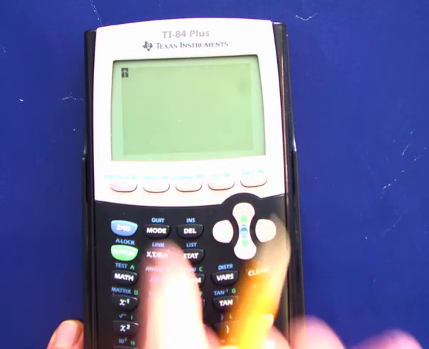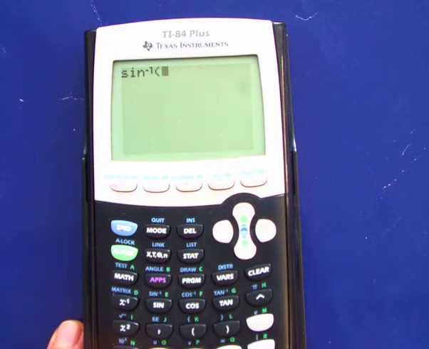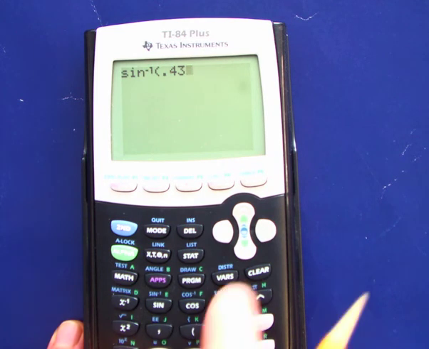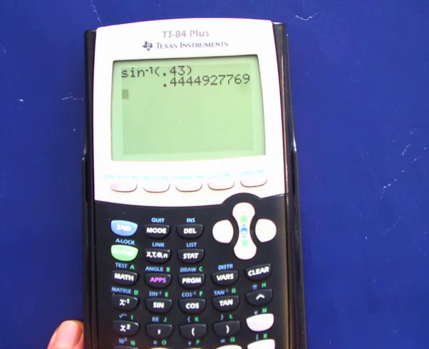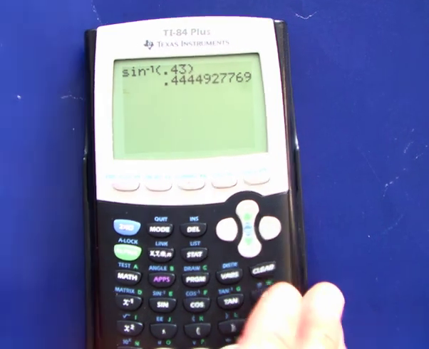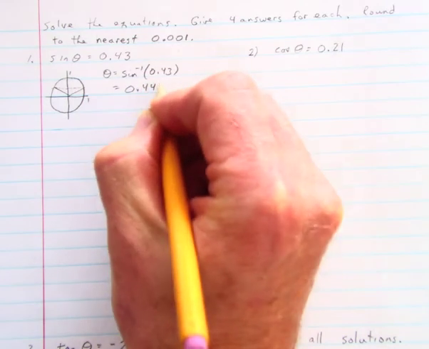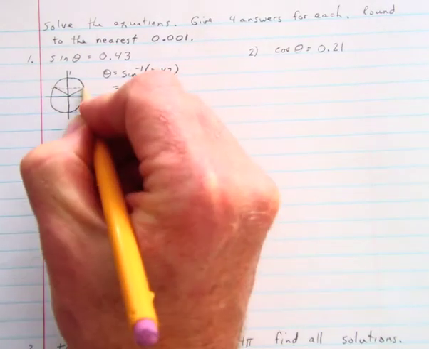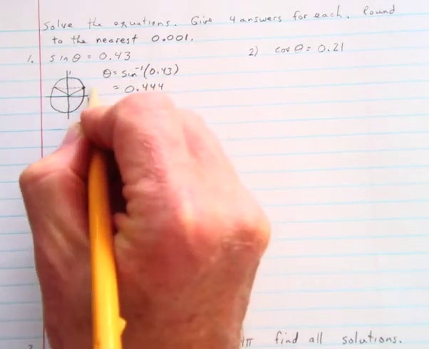So I'll press second sine, and then 0.43. Enter. So I get this number, 0.444. Now that represents this number here.